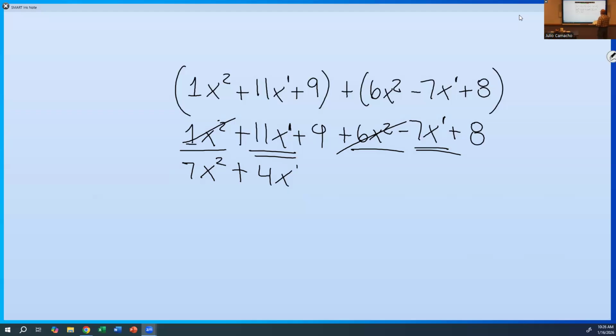And then my next step is to do my constants. That will be my third group of like terms. So I have positive 9 and positive 8. If you add them together, you have plus 17. So that is the answer. Why is that the answer? Because there are no more like terms. You can only add and subtract like terms.